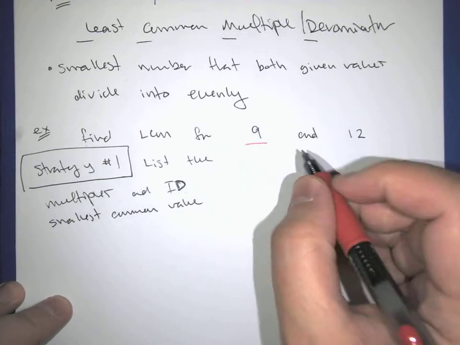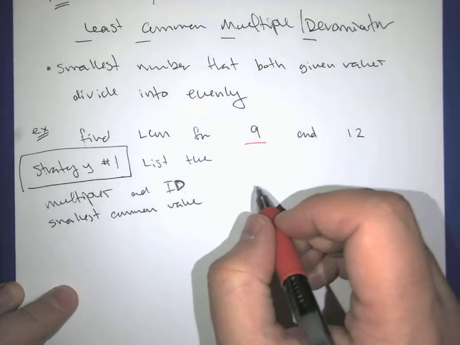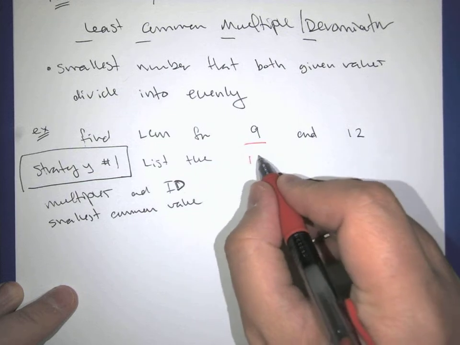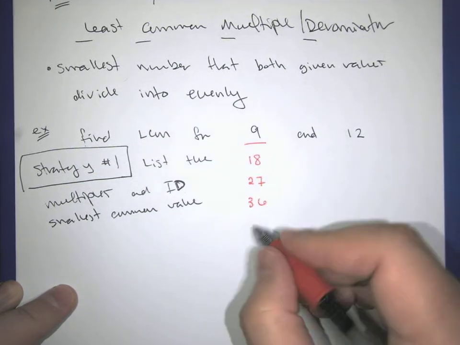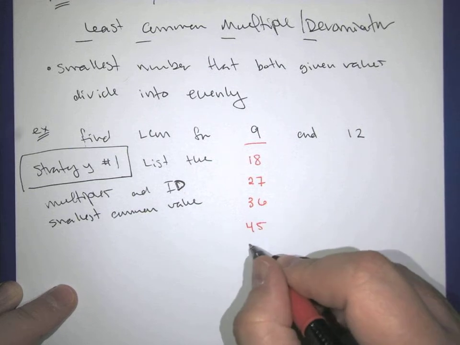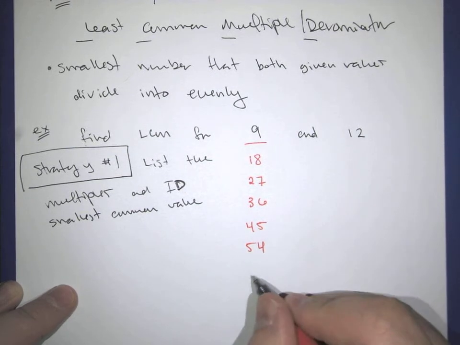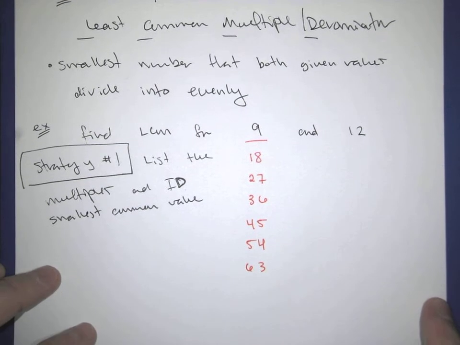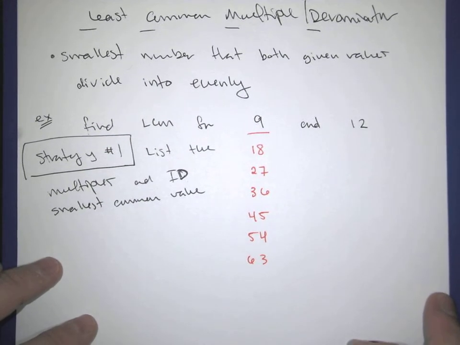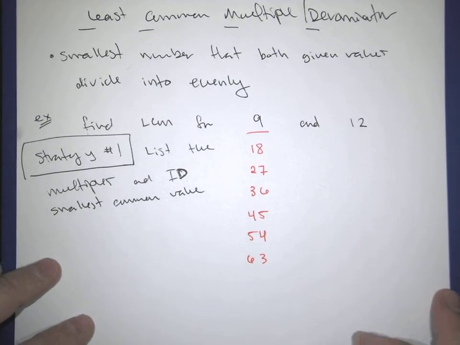So let me run us through this, right? So what are my multiples for 9? Well, 9 times 2 is 18. 9 times 3 is 27. 9 times 4 is 36. 9 times 5 is 45. Times 6 is 54. Times 7, 63. We're just running out of frame a little bit there. Let's hope we can have a little overlap by there.